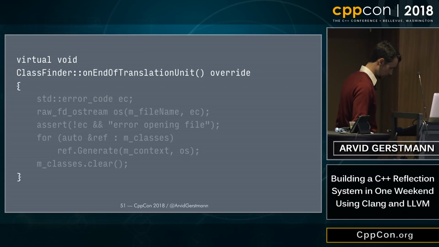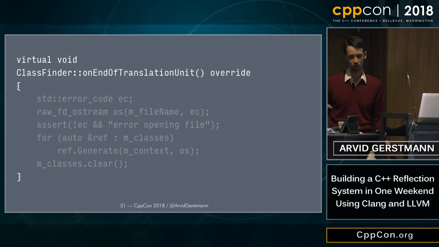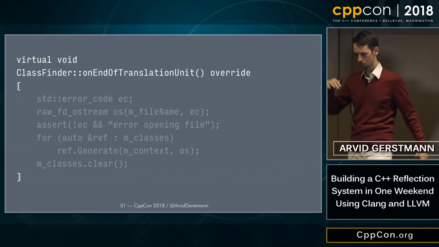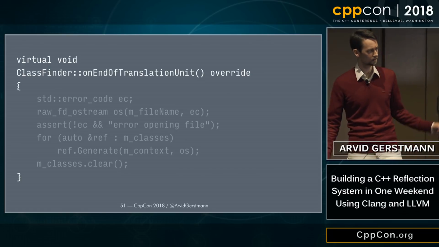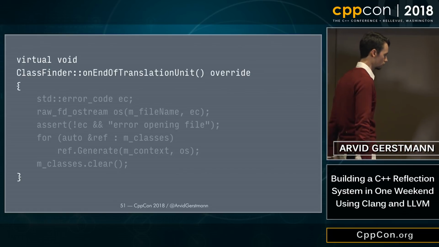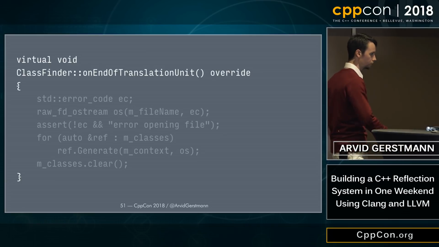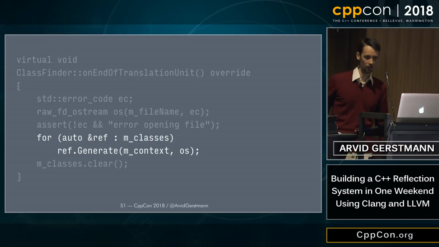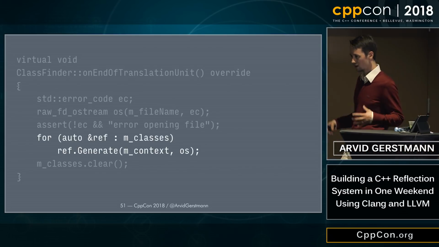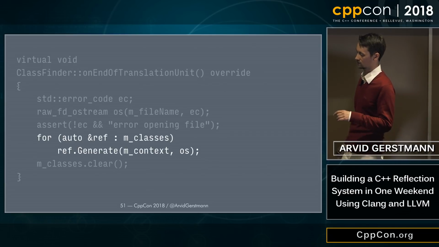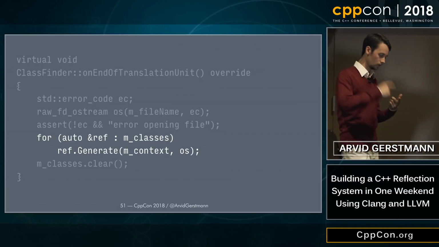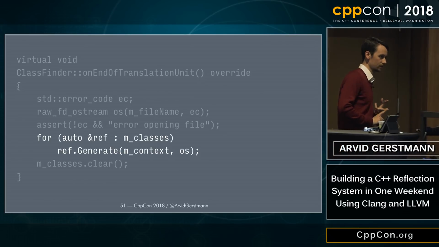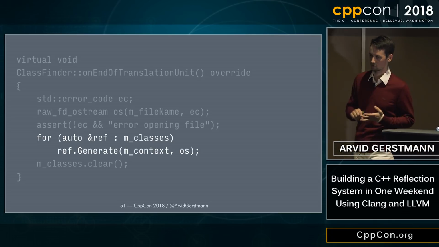But first, we need to figure out when we actually end our parsing, because we just parse everything, and we need to wait to have everything. And that is done in the on-end of translation unit function. Once we reach the end, we loop through all the classes we've previously captured, and we'll generate the code for that. Now, slowly and steadily, the pieces of the puzzle will come together. We will now have all the structs, all the fields, and all the functions of that struct in our class, and we can now use that information to generate some code.